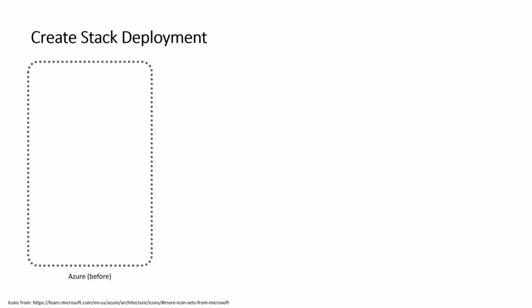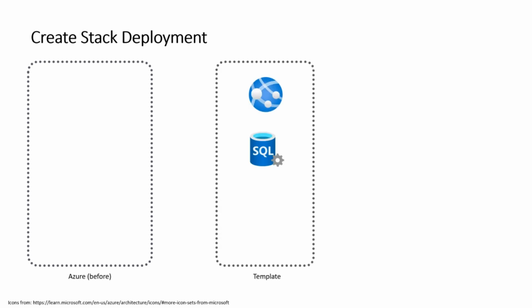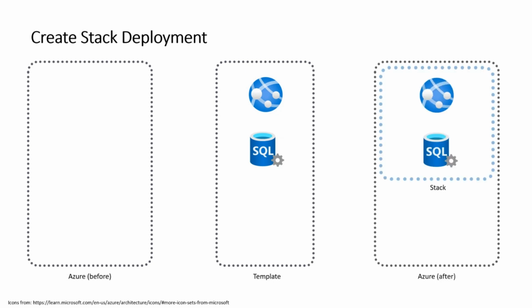So let's say I have a deployment scope in Azure, which is empty, a resource group. And I'm going to deploy a template containing 2 of my favorite resources, an app service and a SQL DB, and I'm going to mark it as a deployment stack. Then the end result in Azure will look like this. There will be a virtual box around these resources, marking them as a stack, a deployment stack.